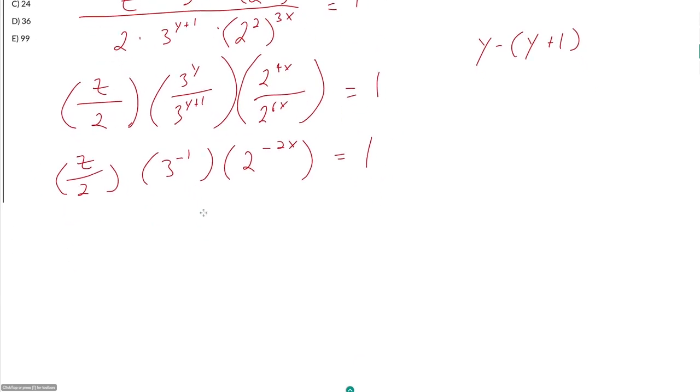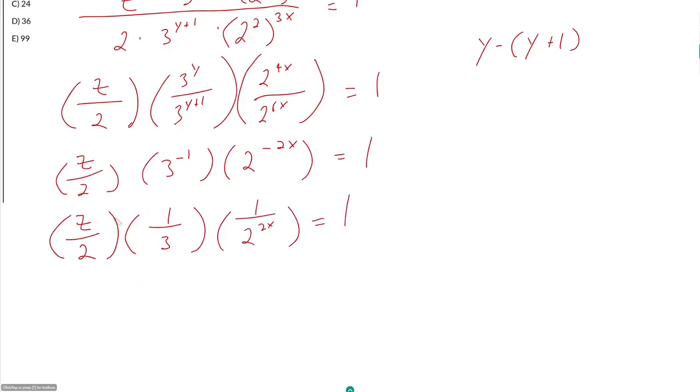So I don't like working with negative exponents. I convert them into positive exponents. So here I have z over 2 times 3 to the negative first. That is just 1 over 3 to the first. And 2 to the negative 2x. That should be 1 over 2 to the positive 2x.